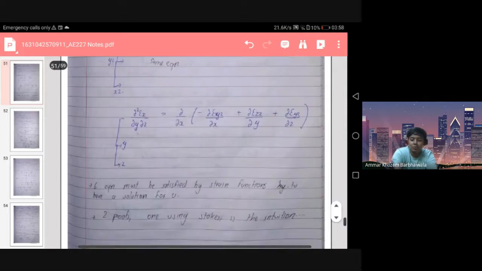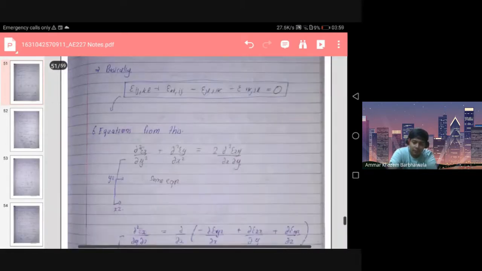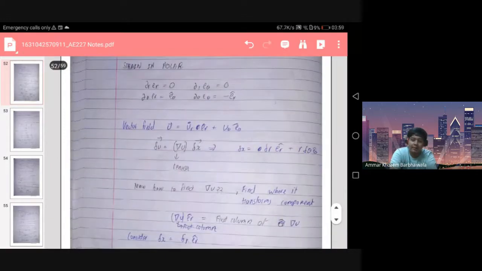So there are two proofs. One of the proofs requires Stokes theorem, and it's quite an advanced proof, which we would not be doing in this course as such. So in the end, I guess this is the strain compatibility thing.